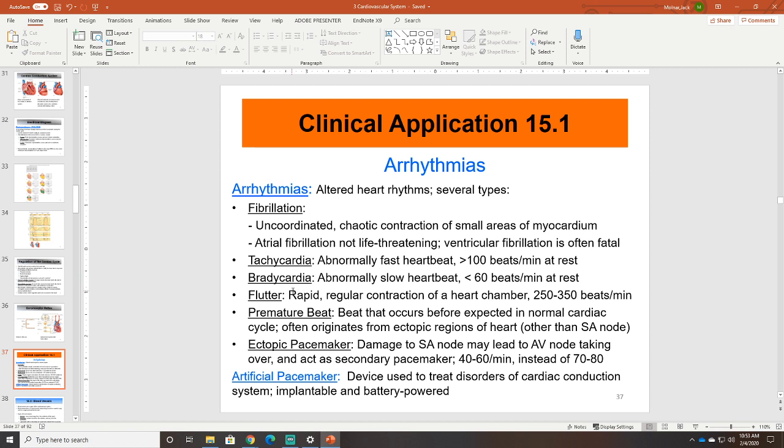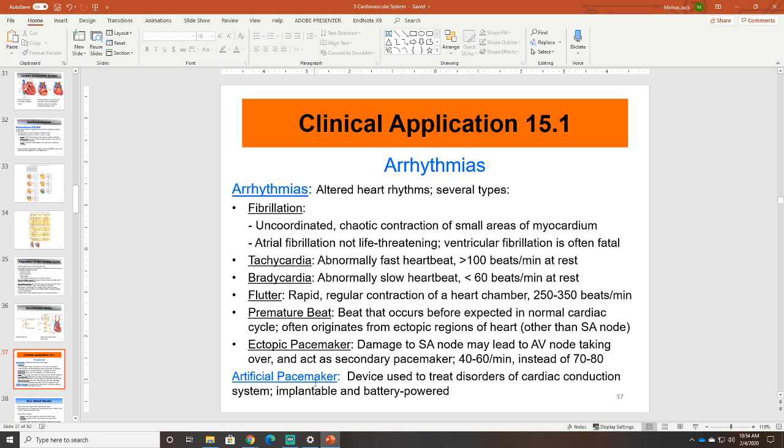All right, so flutter. This is a rapid, regular contraction of a heart chamber, usually around 250 to 350 beats per minute. A premature beat is a beat that occurs before it's expected in the normal cardiac cycle. And this often originates from a condition called ectopic pacemaker. In other words, there are parts of the cardiac conduction system that have gone rogue and are generating their own signals, isolated from the rest of the conduction system.